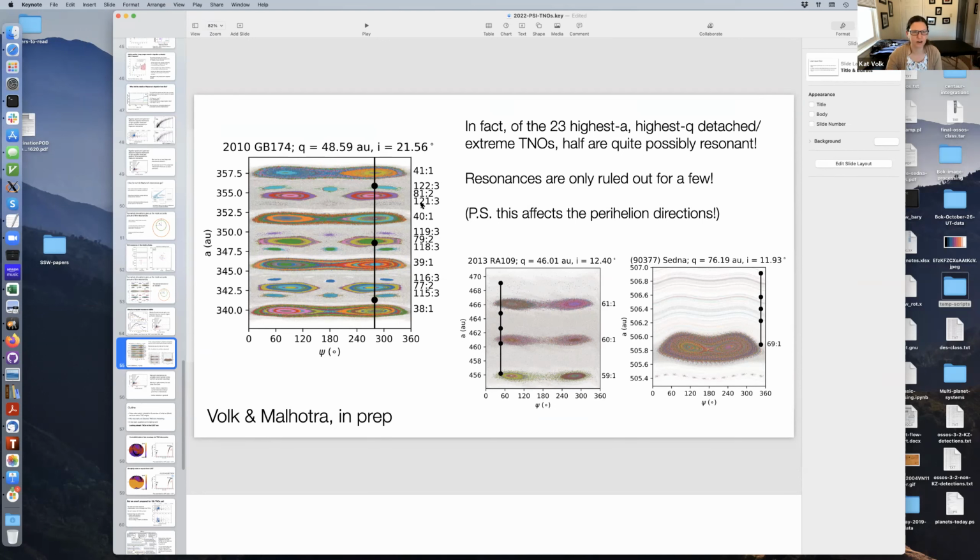But you can imagine just comparing this plot near 2010 GB174. If you were to just throw a dart at this plot, you have a pretty decent shot of hitting a resonance. So there's probably a lot of sticking going on. But if you go over here to RA109, the resonances are fuzzier and more well separated. You can see that there aren't these higher order resonances. So if you threw a dart at this plot, you're less likely to hit one. So having these maps will help tell us where we think resonance sticking should be most important. So that is very relevant.